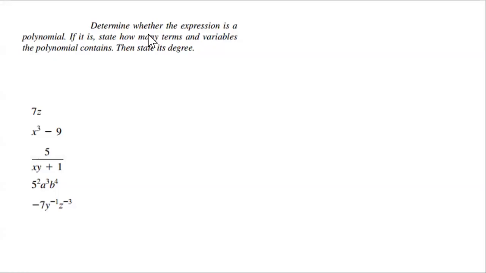Okay, so this one wants us to determine whether the expression is a polynomial. If it is, state how many terms and variables the polynomial contains. Then state its degree. Okay, so let's number these: 1, 2, 3, 4, 5. We need to determine yes or no if it's a polynomial. Then we need to state how many terms it has, and then the degree.